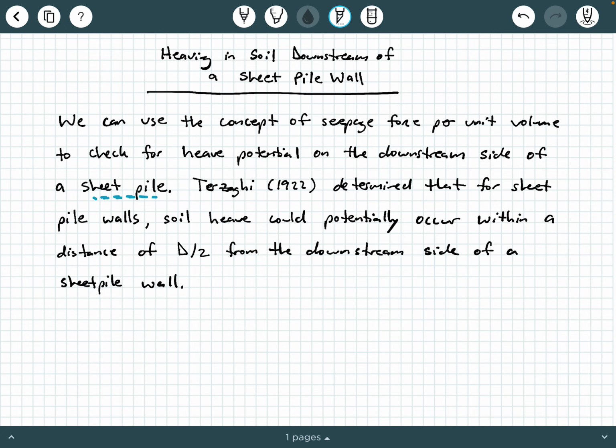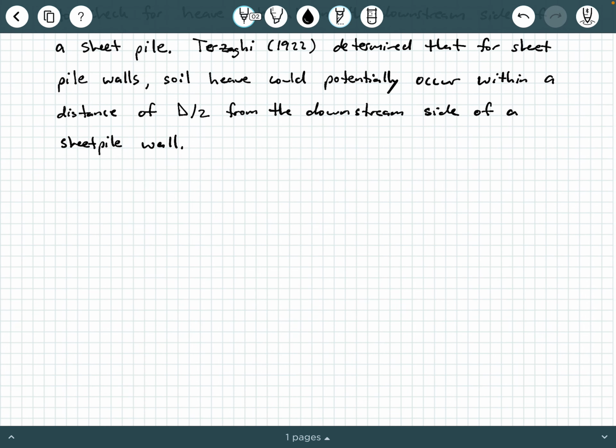Now, the way we can do this is based on some theory that Terzaghi developed in 1922. What he determined is that for a sheet pile wall, soil heave could potentially occur within a horizontal distance of d over 2 from the downstream side of the wall. Okay, so let me draw a picture of what that would look like.